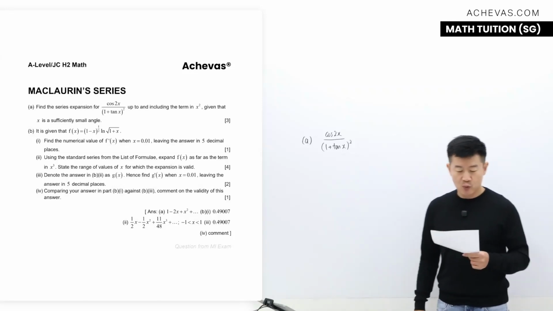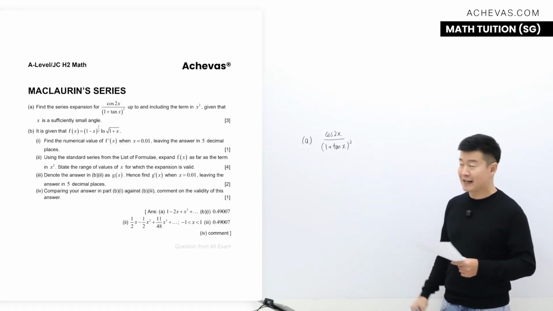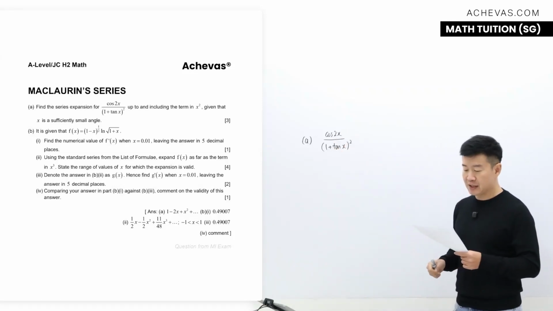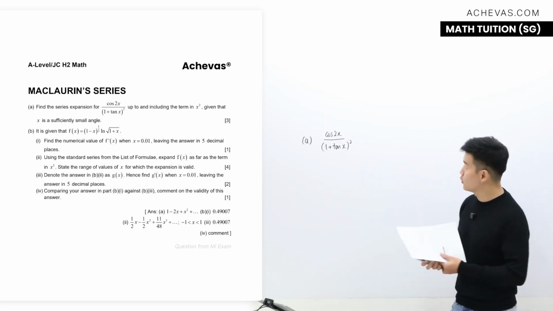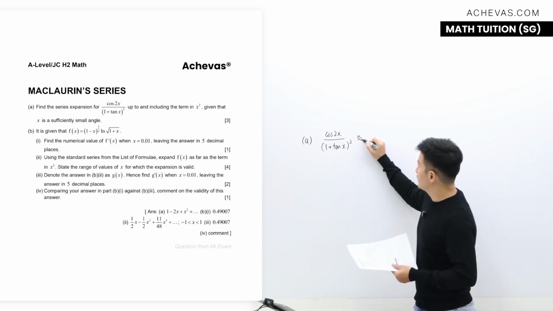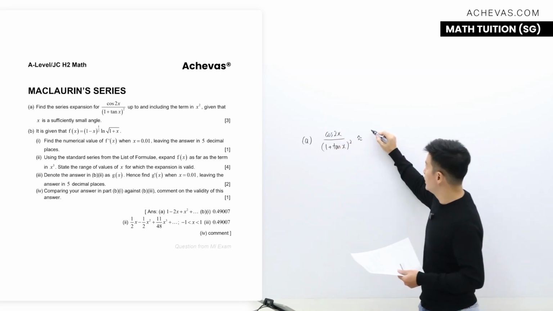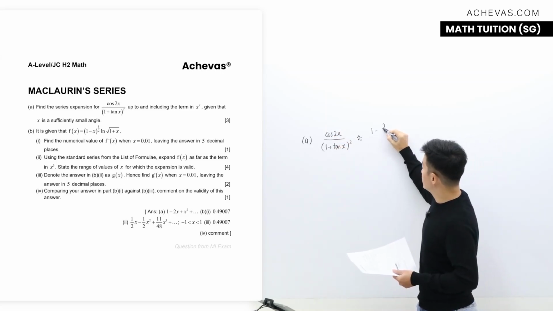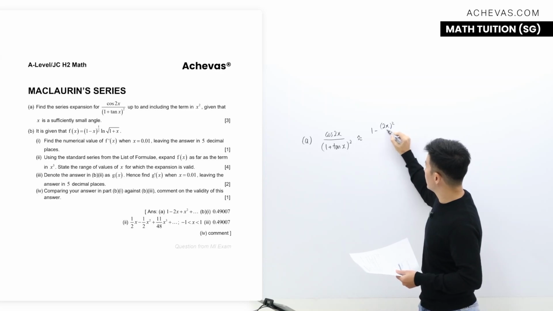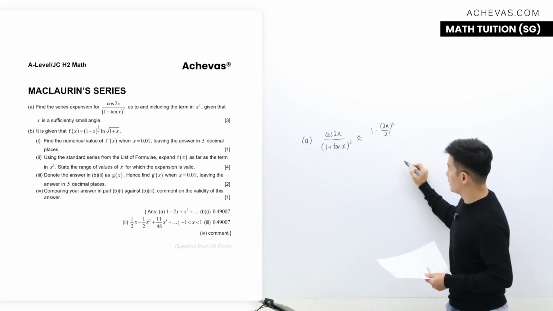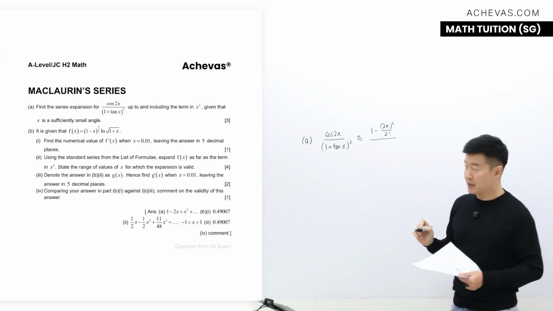In this part of the question, we are going to try to find the series expansion for this expression up to and including the x squared term. So for the numerator, we can already do an approximation into a polynomial form, which is 1 minus 2x squared over 2 factorial. And the same goes for the denominator.